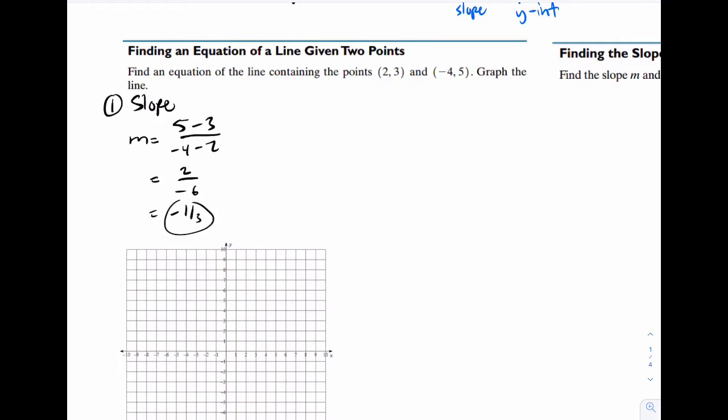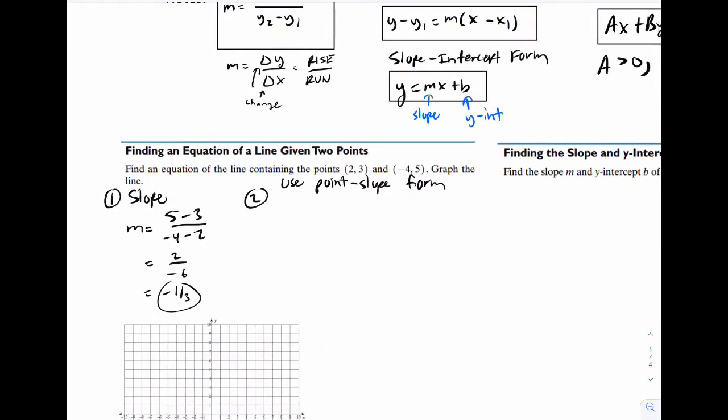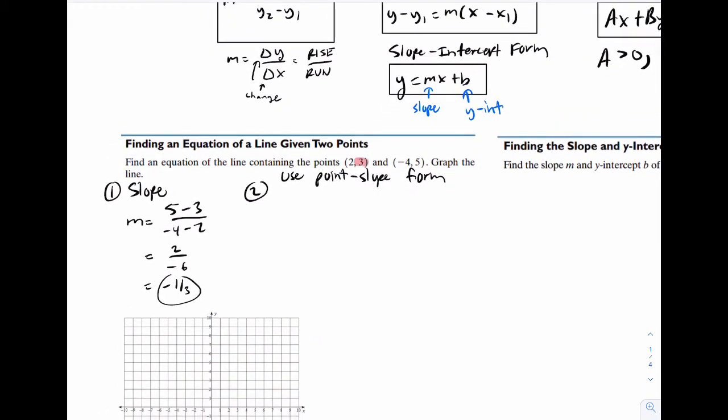There's our m. Step 2, what I want you guys to do is this. We're going to use point slope form. This to me is one of the most useful forms in our class, because look what we have. We have points and we have a slope. That's why this form is super helpful. So if you look up there, in case you forgot, you can pick any point. I'm going to pick this one because it's all positive, but it doesn't matter. y minus 3 is equal to negative 1/3, your slope, times x minus 2.